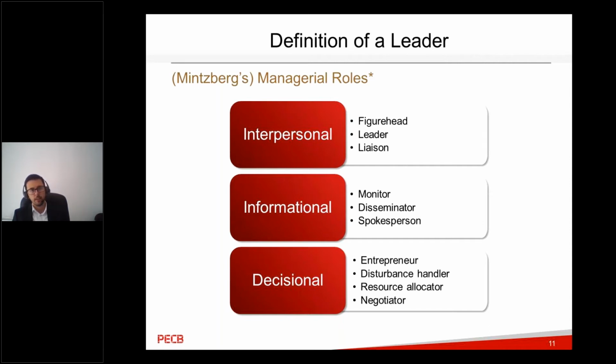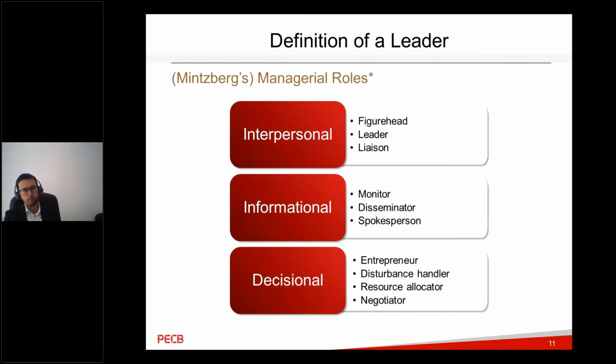So the last role of the manager, according to the interpersonal category, is the one of the liaison. As we said in the figurehead role as well, liaison would mean that the leaders are the ones who serve as a contact point between the organization and the external environment. So they tend to represent the organization in meetings outside of the organization.